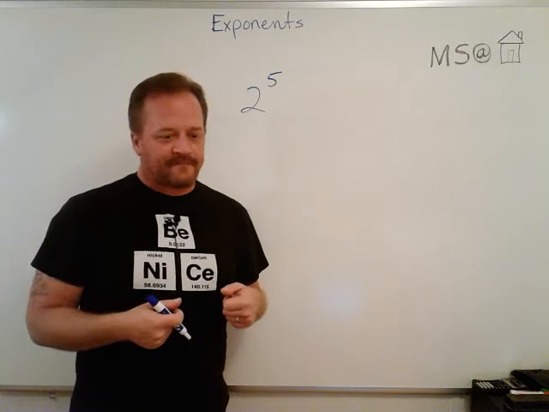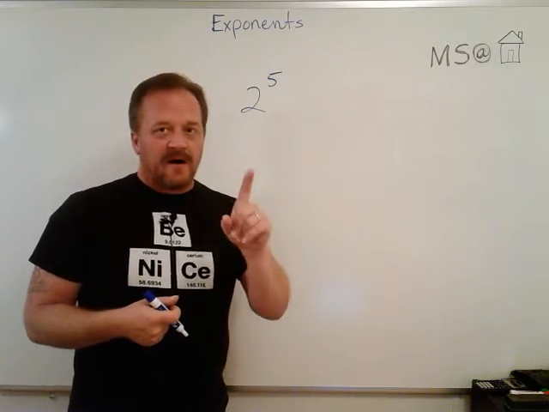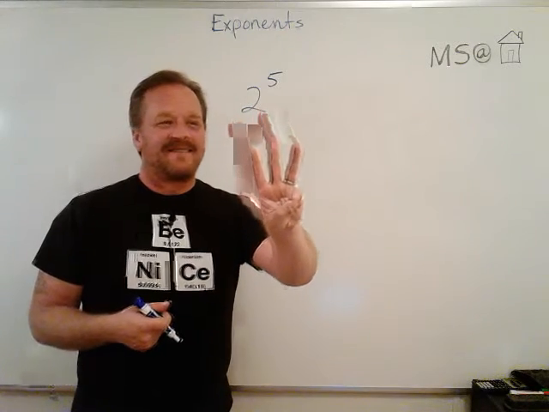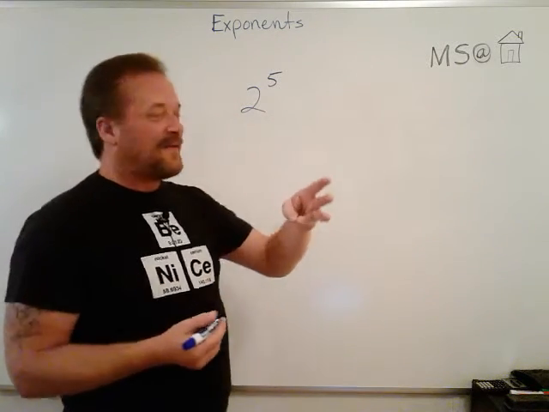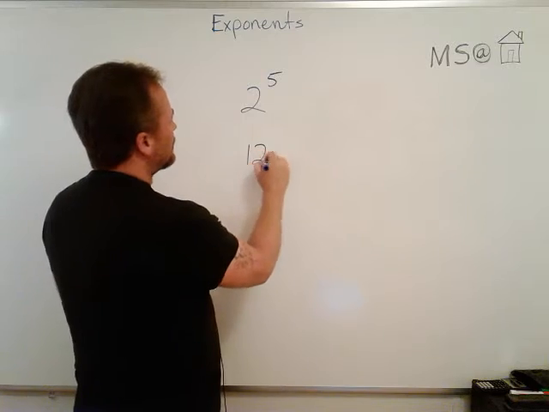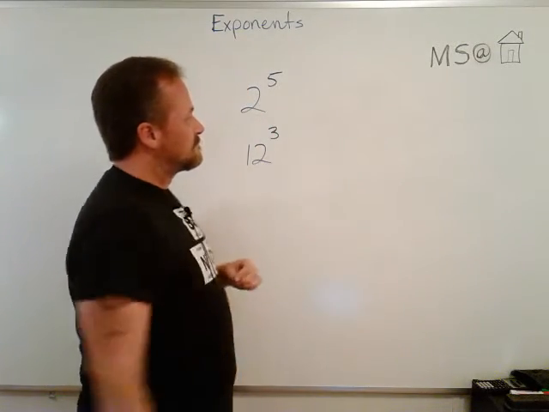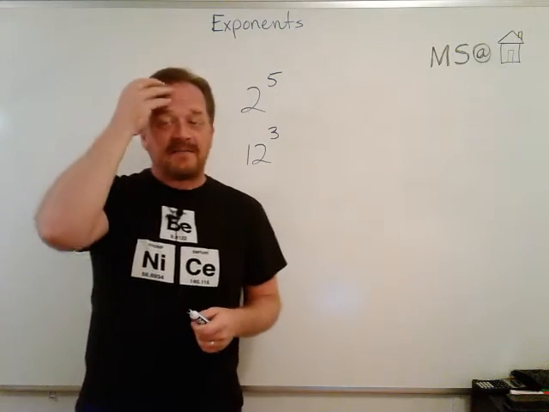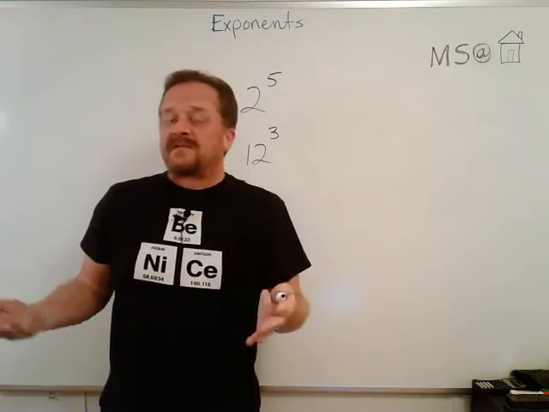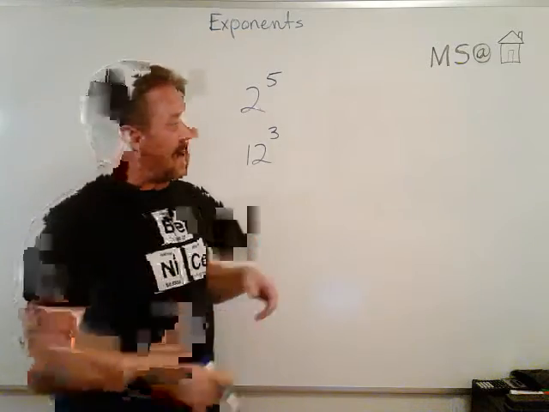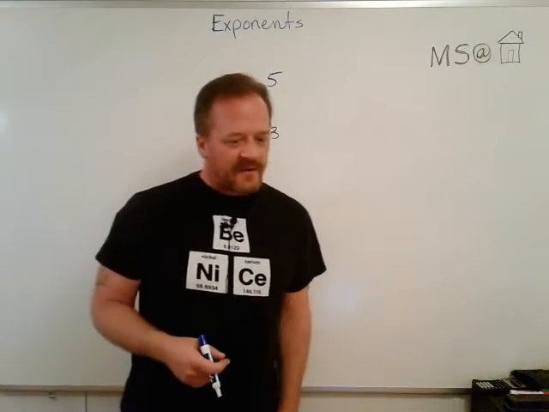Easy enough, right? The next one is 12 times 12 times 12. Okay, easy enough. 12 is the base. 3 is the power. See how easy that is? Take the base, count how many times it's being represented, and write that number in the power's place.